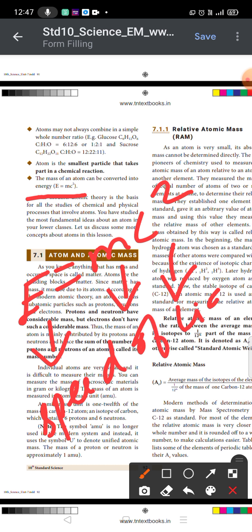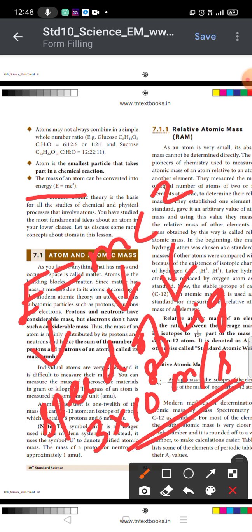Do you know what the speed of light is? It is 3 into 10 to the power of 8 meter per second. The distance travelled by light in 1 second is 3 into 10 to the power of 8 meter, which is 30 crore meter per second. Okay, that is the speed of light.